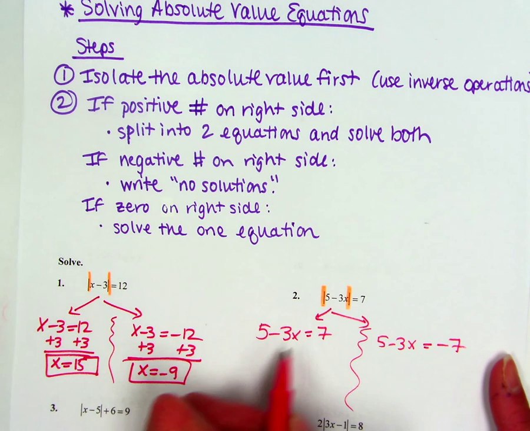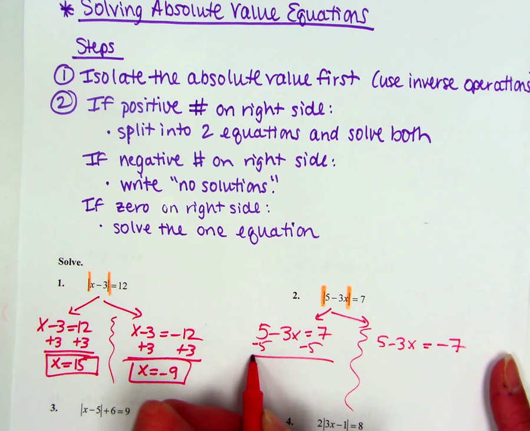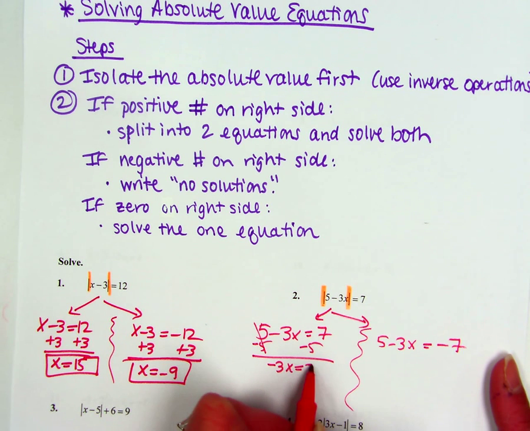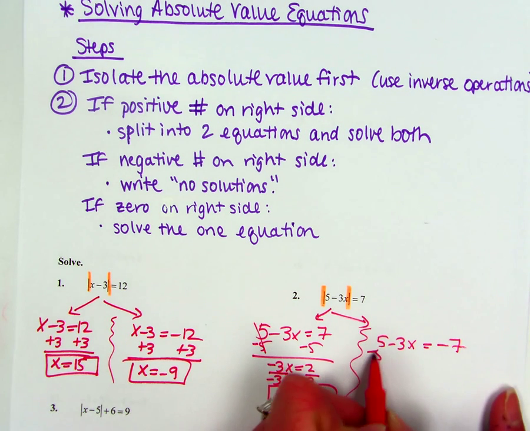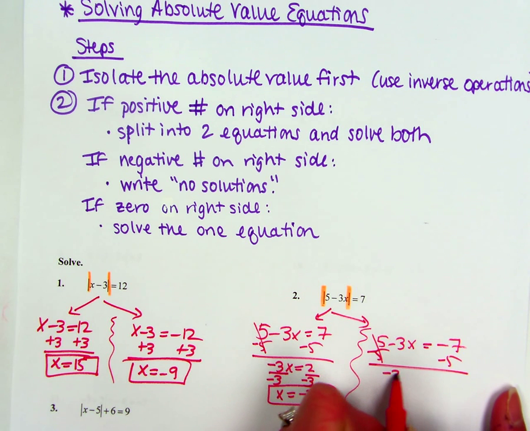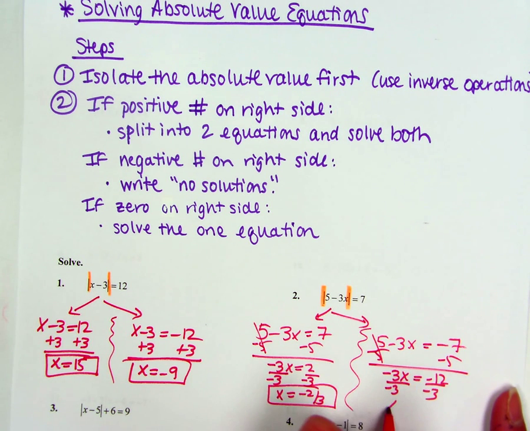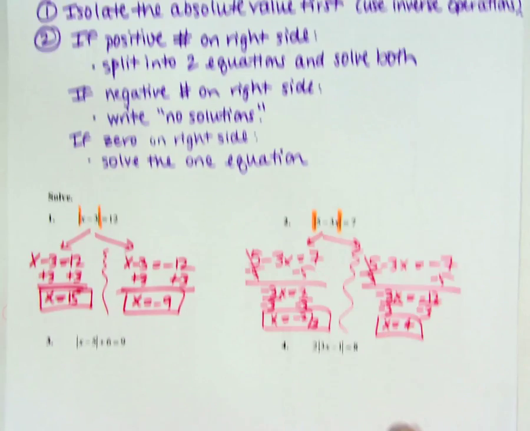Then you just solve like normal. So we're going to subtract 5. We get negative 3x equals 2. Then we're going to divide by negative 3. So we get x equals negative 2/3. For the other half of the equation, we're going to, again, subtract 5. We get negative 3x equals negative 12. And when we divide by negative 3, we get x equals 4. So my two solutions are 4 and negative 2/3.